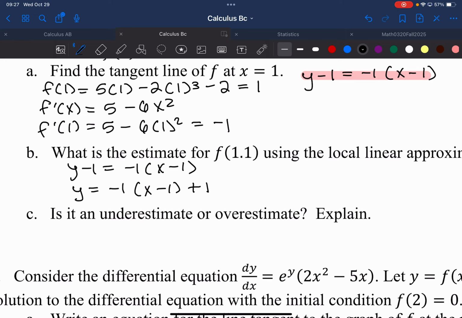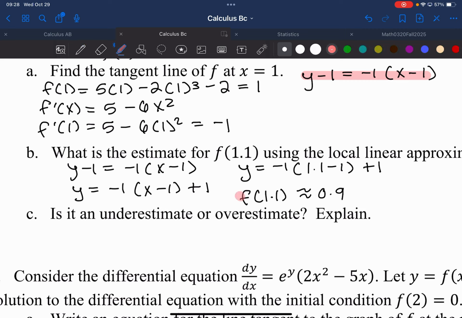And then where I see an x, I'm going to plug in 1.1. So y is equal to negative 1 times (1.1 minus 1) plus 1, okay, which means that I have f of 1.1 is approximately 0.9. And I get that 0.9 by calculating this part. 1.1 minus 1 is 0.1. Negative 1 times 0.1, and then I'm adding 1. Or just plug it into Desmos. Yes, that was your question. Okay, yeah, just plug it into Desmos.